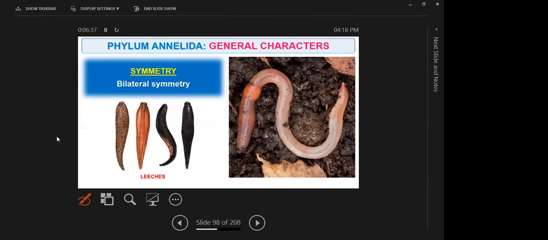Yes. They are ectoparasites. Ecto means outside the body. So they do not live for the shelter. They live on the vertebrates, different vertebrates, including human beings for blood. They suck the blood. Hopefully you know that. Yes. These are the leeches.